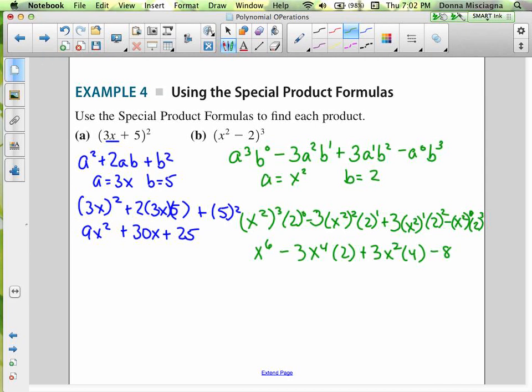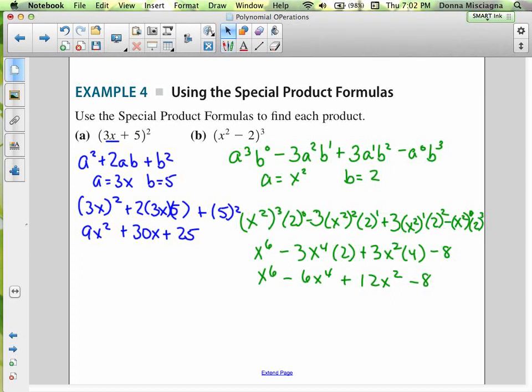So now let's just simplify that out. That's going to be x to the 6th minus 6x to the 4th plus 12x squared minus 8. And there we go. And see how much easier that was. Now it took us a little time, but how long will it take you when you get the pattern down? It's not going to take you long at all. You saw how little we had to write.